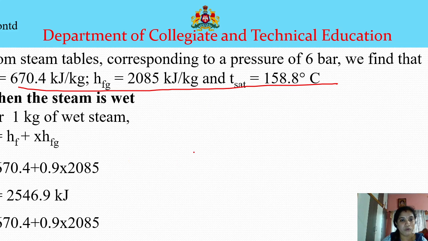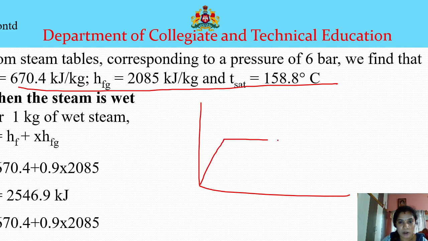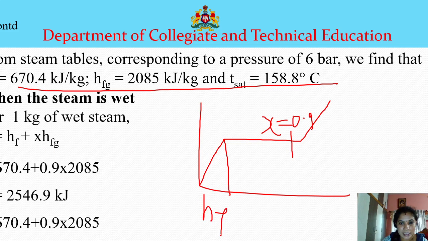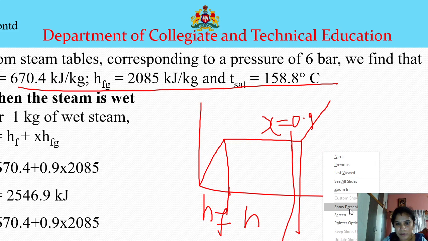So I'll go for the first condition. For the first condition, when the steam is wet, that is X is 0.9. You people know that the formula is HF plus X into HFG. This indicates HF and this indicates HFG.